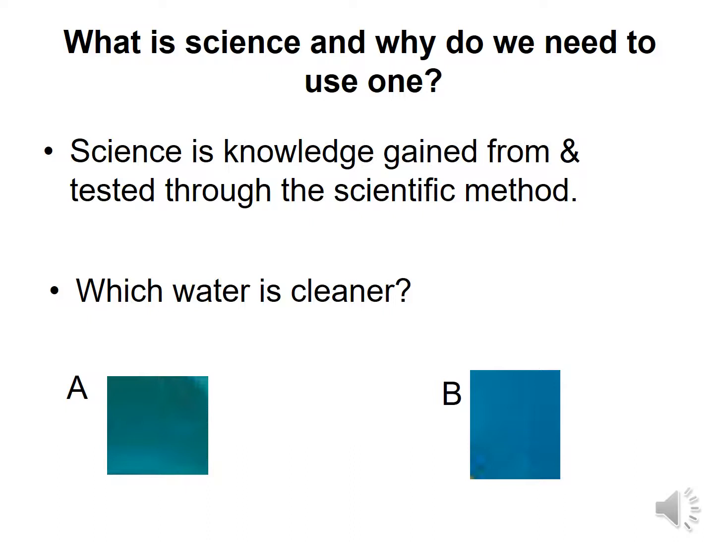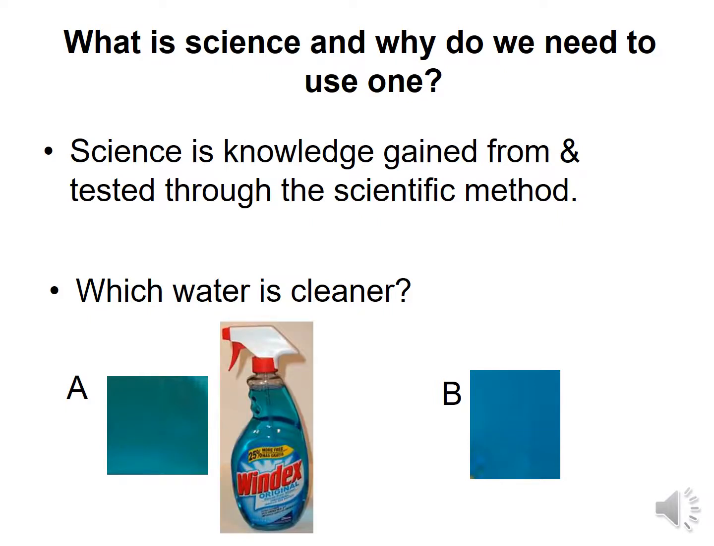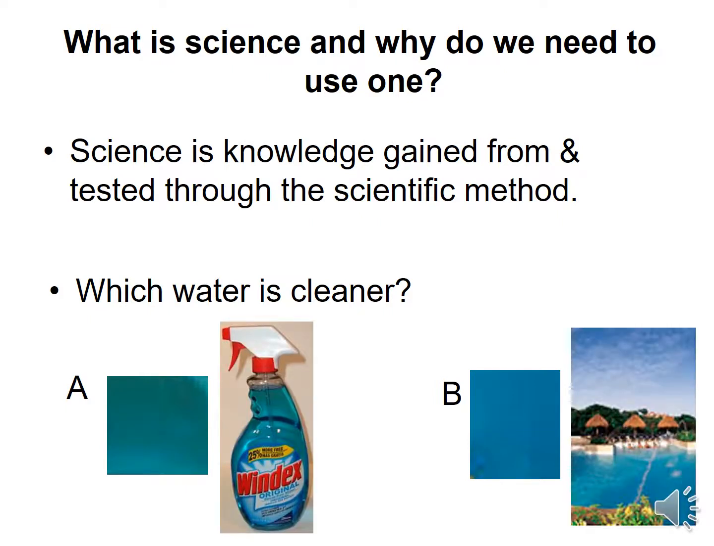Now if we take these close-up views and look at a little more distance, let's see what A is. Oh, A is Windex. And B is some nice water at a resort somewhere. So I think we have to conclude that because it's Windex, A is cleaner. Windex window cleaner, right? That would make it cleaner?